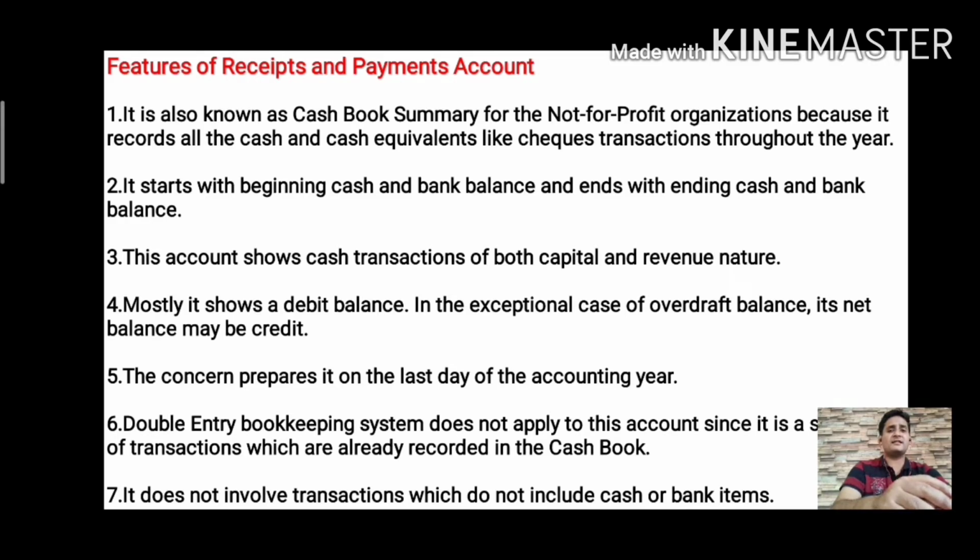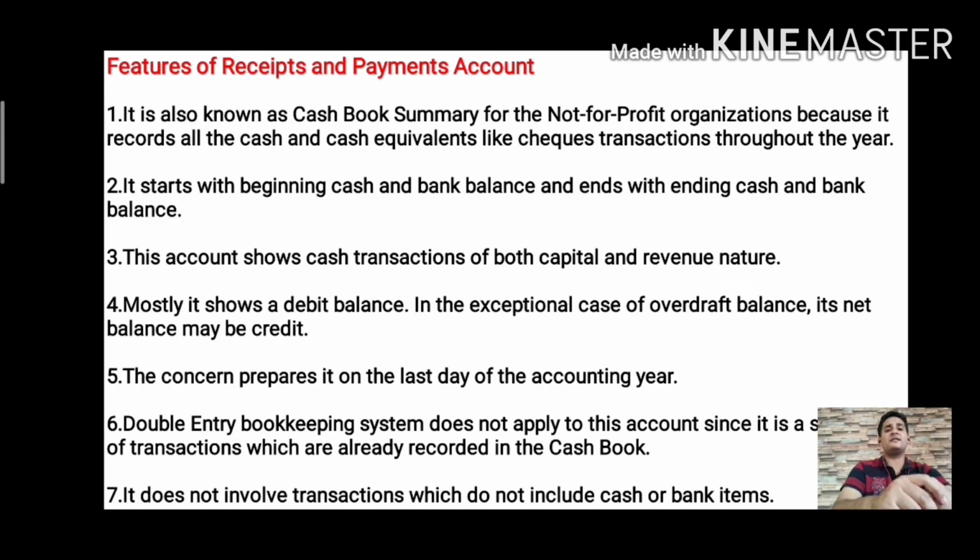Point number 5: the concern prepares it on the last day of the accounting year. Yes, the receipts and payments account is always prepared on the last date, at the end of the accounting year, on the last day of the accounting year.